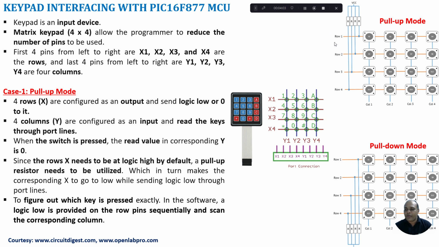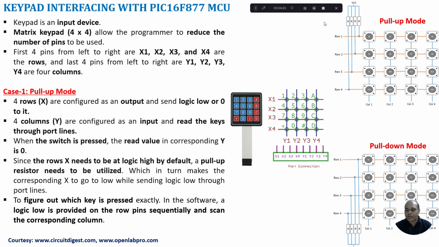For example, if row 1 is sent 0 from the microcontroller and the switch S2 is pressed, then along column 2 the microcontroller will read 0, which means switch 2 is pressed. It can be easily identified. Such a configuration is called a pull-up mode. The important thing here is that the rows will be provided logic low sequentially, and the microcontroller will scan the corresponding columns to identify a key press. So this is the pull-up mode.